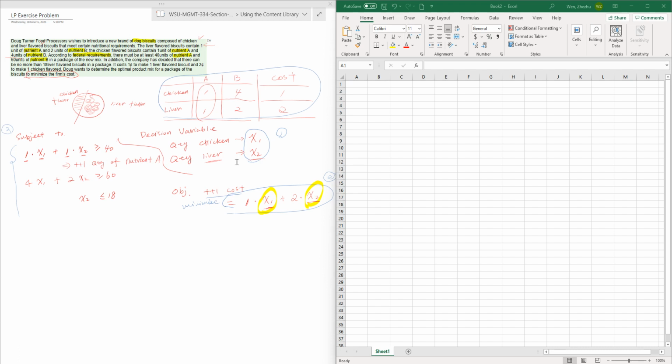It's always important to try to make sense of the problem first before you move on to Excel. That will save you a huge amount of time. Trust me, I know what I'm talking about. So let's take a look.